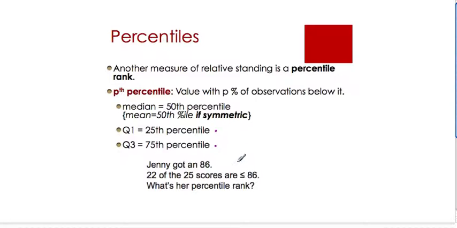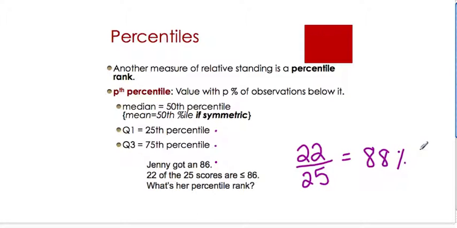And just to make sure you remember this, let's say Jenny got an 86 on her test, and 22 of the 25 scores in her class are less than or equal to 86. To find her percentile rank, we're going to take the number of people who scored at or below Jenny's score and divide by the total number of people in class, and we see that that's 88%. So Jenny scored at the 88th percentile on this test.